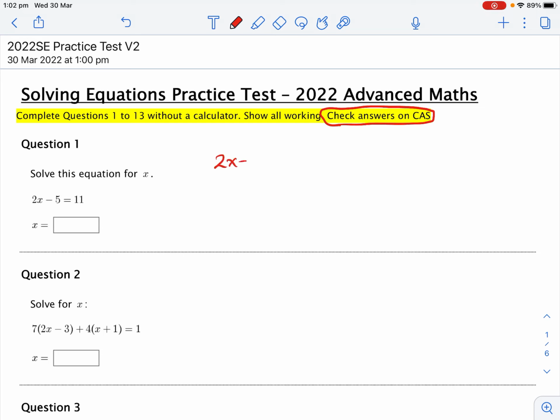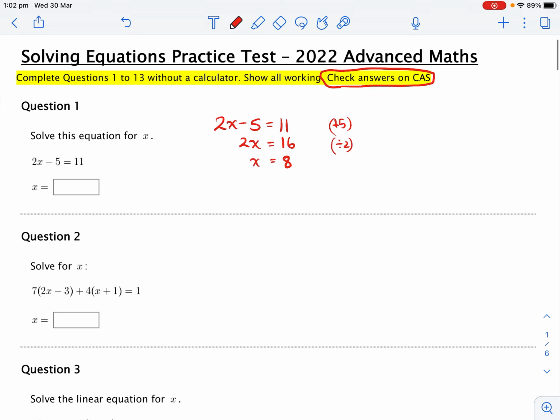All right, so this is how I'd expect to show the workings for this problem. Start with the equation. Then I'm going to add 5 to both sides, which becomes 2x on the left and 16 on the right. And then I'm going to divide both sides by 2. So I get x equals 8. And I'll just put add 5, divide 2.